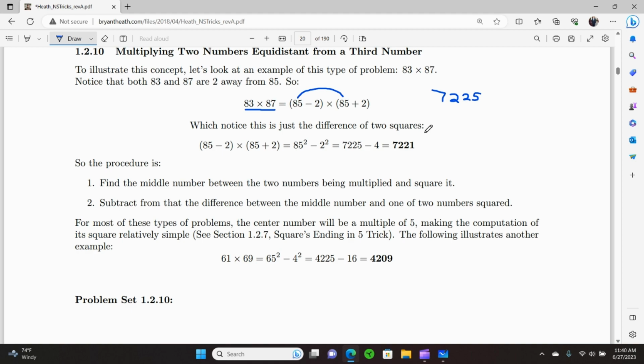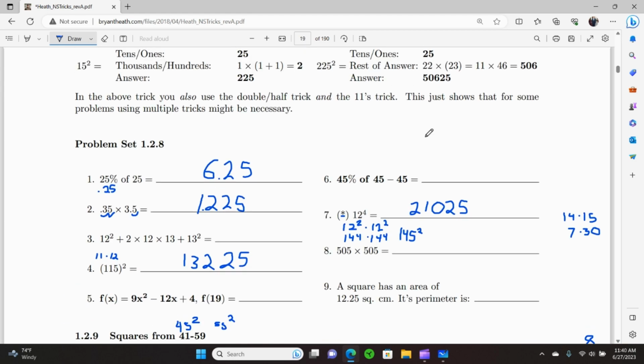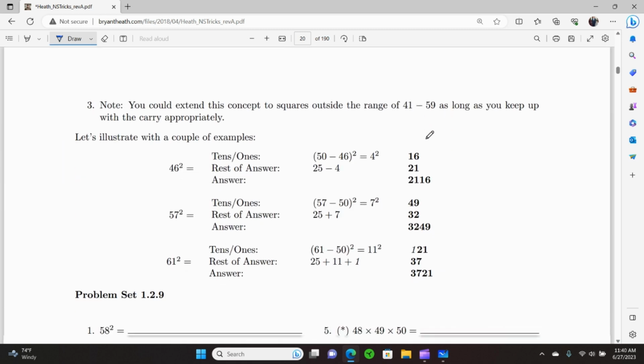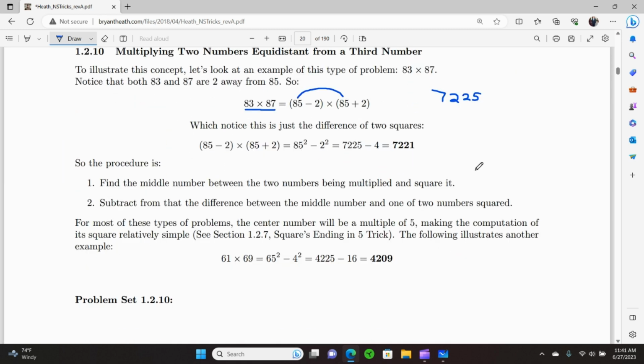If you don't know how I just did that, you need to watch this video up here, which is problem set 1.28, squares ending in 5 trick, extremely helpful. You'll need it for this lesson. Back to this problem, we're continuing to FOIL. 85 times 2 is 170. And as we work the inner, I notice negative 2 times 85 is negative 170. And then finally at the end, negative 2 times 2 is negative 4.